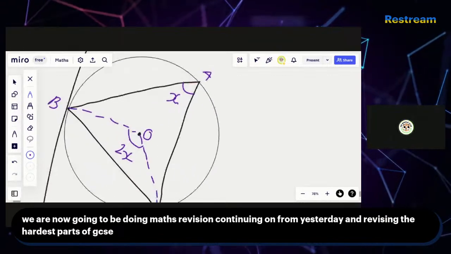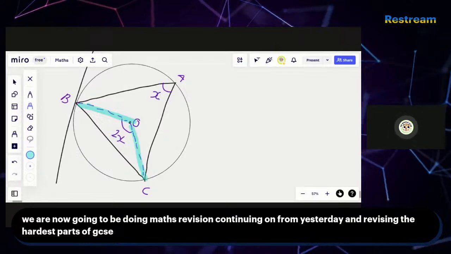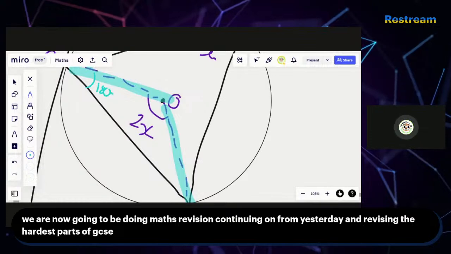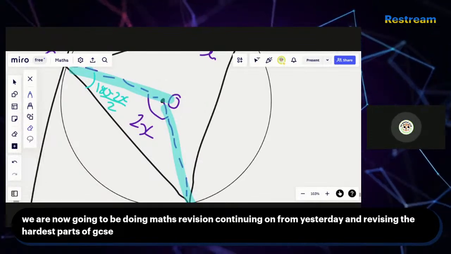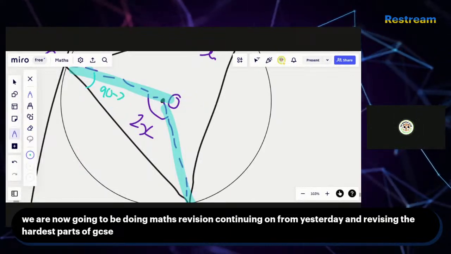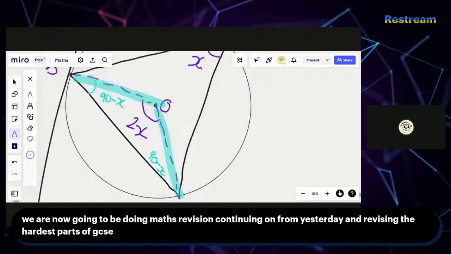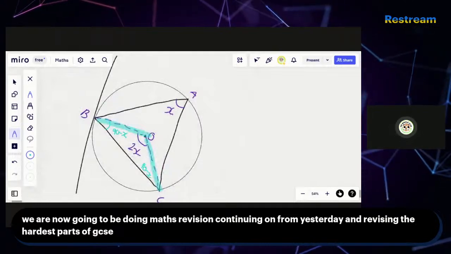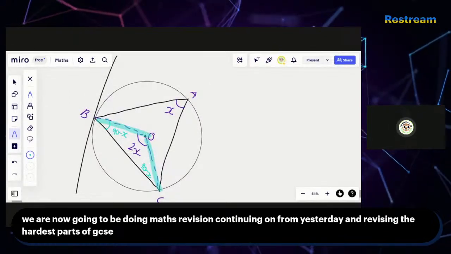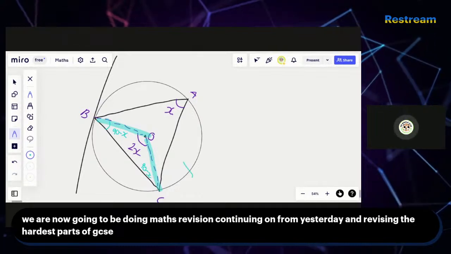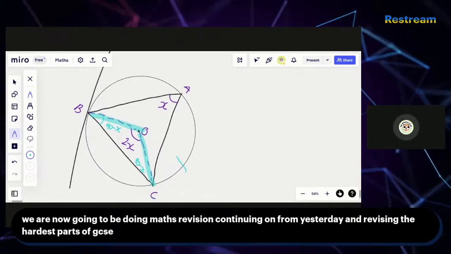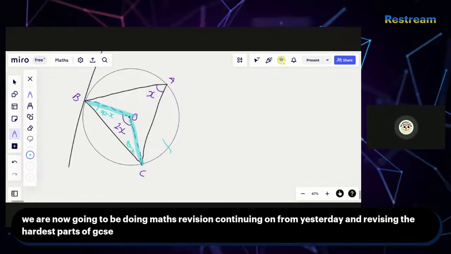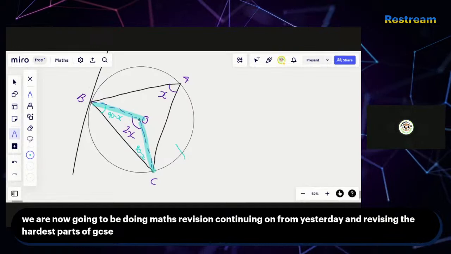we know that because this side BO is equal to OC, because they're both radiuses, that this is an isosceles triangle. Therefore, this angle is over 2, which is the same as saying 90 minus x. And this is also 90 minus x. So now we know the sides of that. And now what we can say is that angle BOC, so this angle here, is therefore 2x. So that means that BAC must equal x.